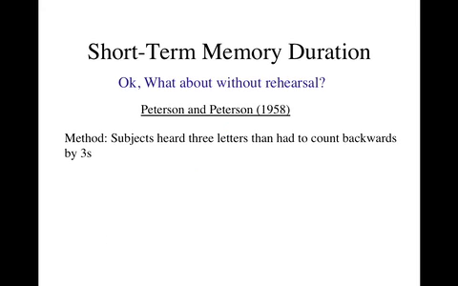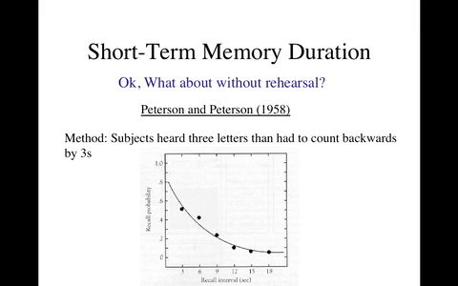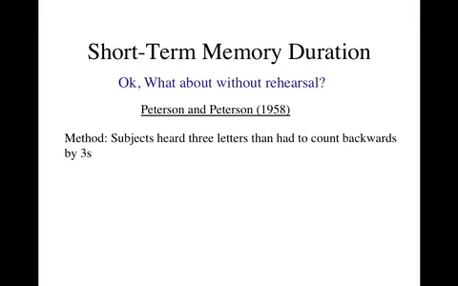But what about without rehearsal? Brown and Peterson, a task you did for CogLab, came up with the idea of having people do some peripheral task, in this case counting backwards by threes, after they had been presented with some information. So people would see a trigram, three letters, then had to count by threes and later say what those three letters were.